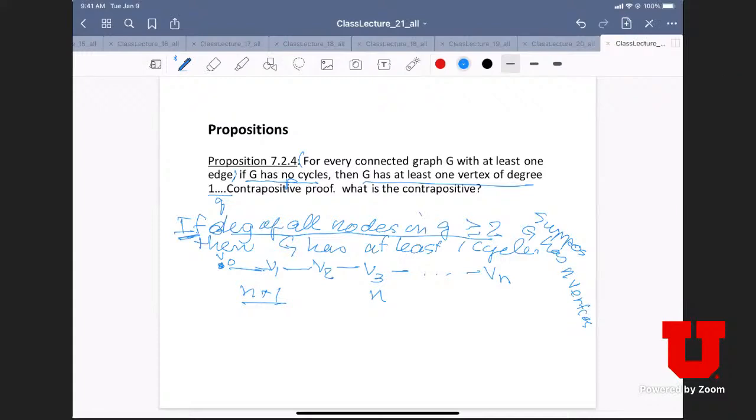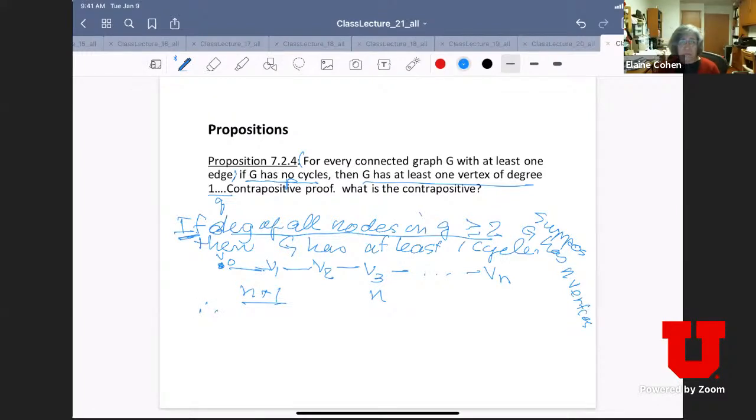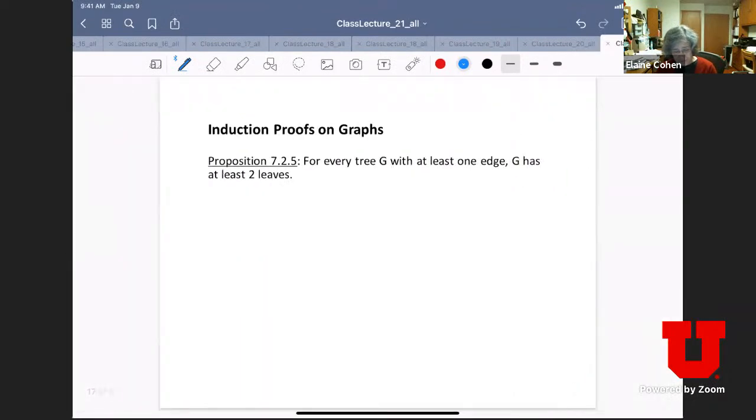So therefore, we proved that if all the nodes in G have degree greater than or equal to 2, then G has to have a cycle. So that means that all the nodes cannot have degree greater than or equal to 2, but since the graph is connected, that means that at least one vertex has degree 1. Okay. Now we have for every tree with at least 1 edge, G has at least 2 leaves.